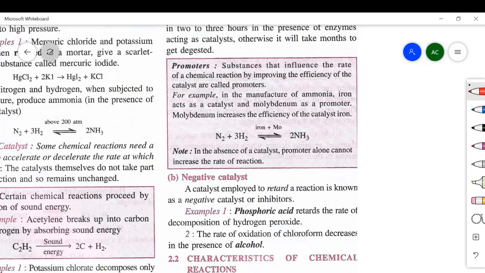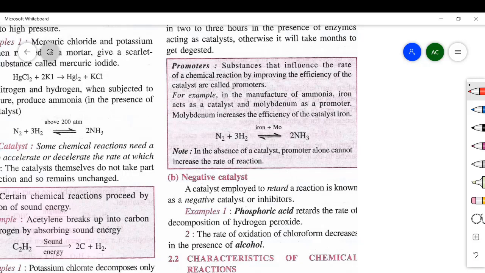Okay, now we'll see what promoters are. So promoters are substances that influence the catalyst, means they actually promote the catalyst. So promoters cannot work in the absence of a catalyst. If a catalyst is present, then only it can promote the rate of reaction. Alone it cannot do, otherwise it will be a catalyst. If a promoter alone is present, then it is a catalyst. But if it is present with a catalyst, then the work of the promoter will be to enhance the working ability of the catalyst.